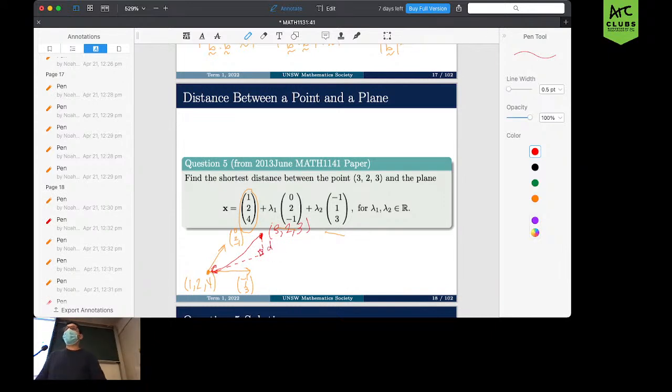Cool. So we're going to try to find the length d. That length d would be the perpendicular distance from the point to the plane, and therefore it would also be the shortest distance from the point to the plane. So how can we find this length d?